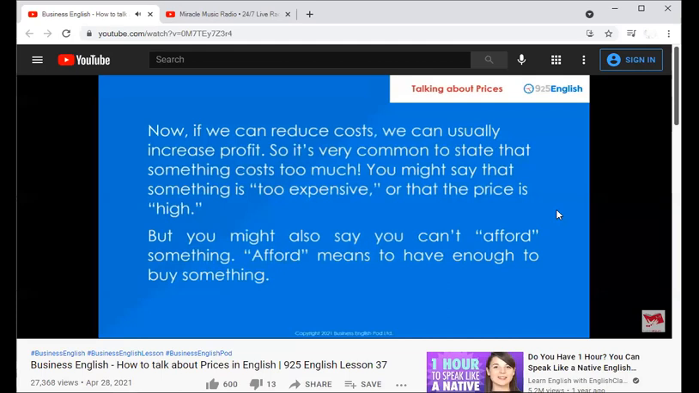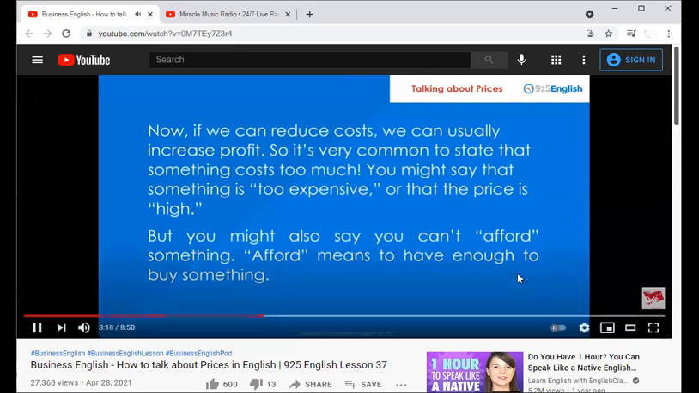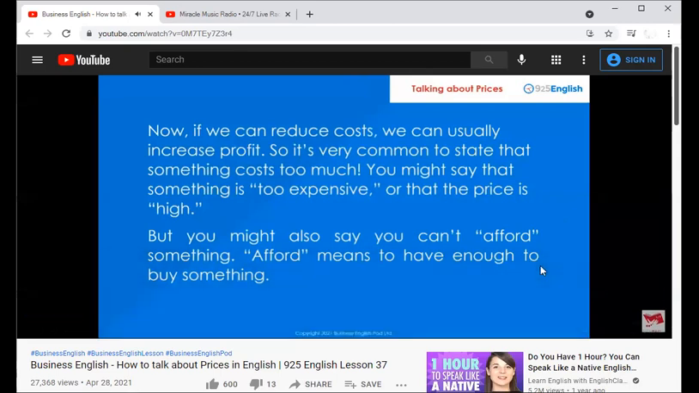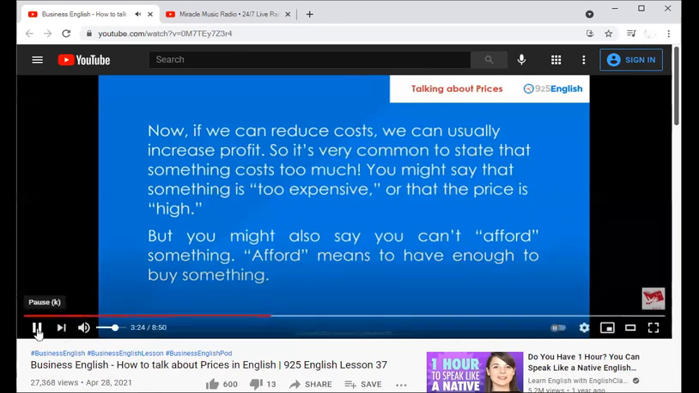So it's very common to state that something costs too much. You might say that something is too expensive, or that the price is high, but you might also say you can't afford something. Afford means to have enough money to buy something. Okay.